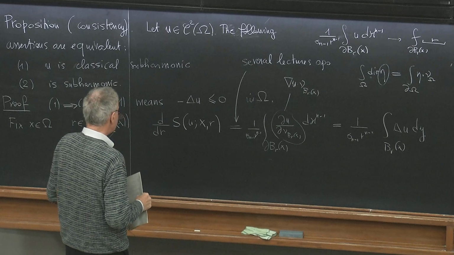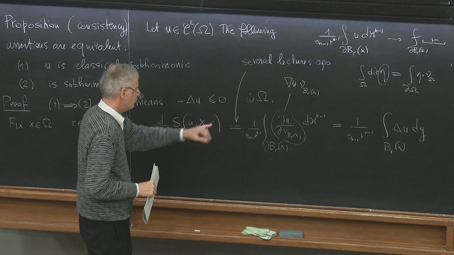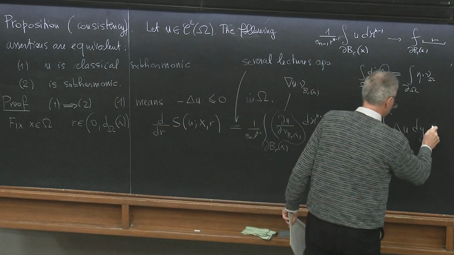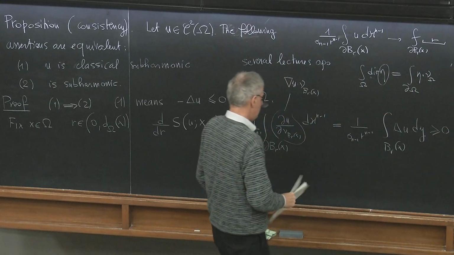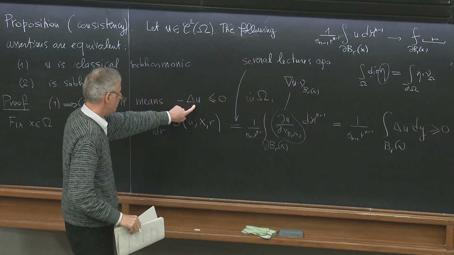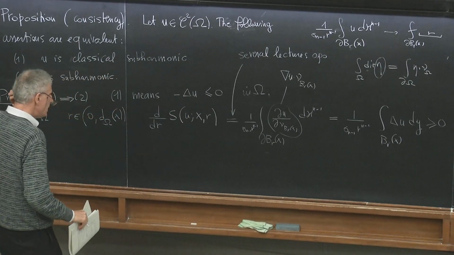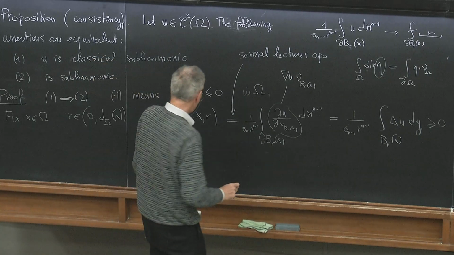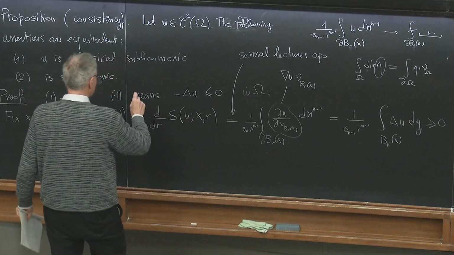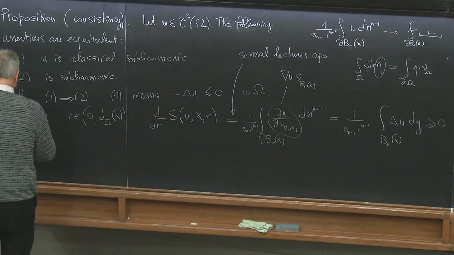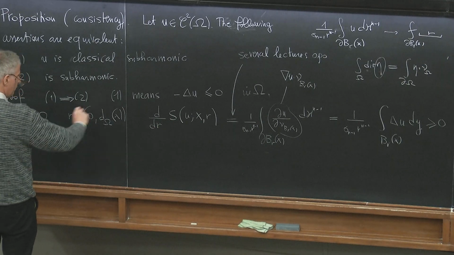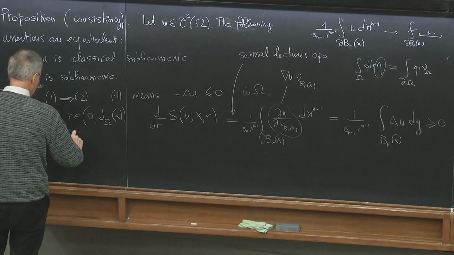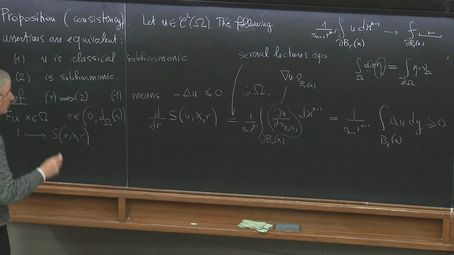Okay, so what do we find? We find that this derivative is therefore larger or equal than 0, because the Laplacian now is everywhere larger or equal than 0. What does it mean? It means that this function is monotonic with respect to r. Exactly. So once we fix x and u, for r not escaping out of omega, this function S of u, x and r is non-decreasing.